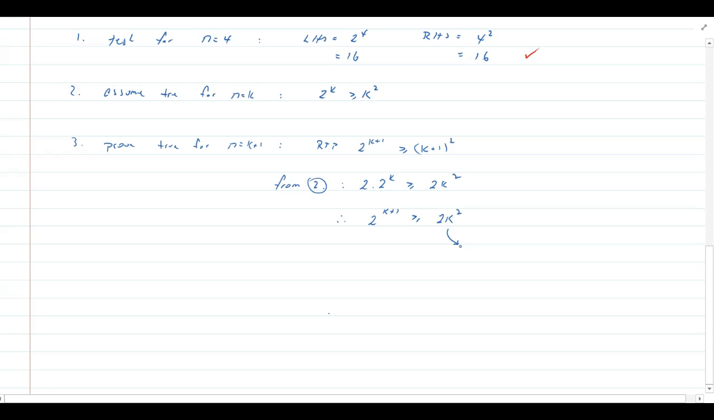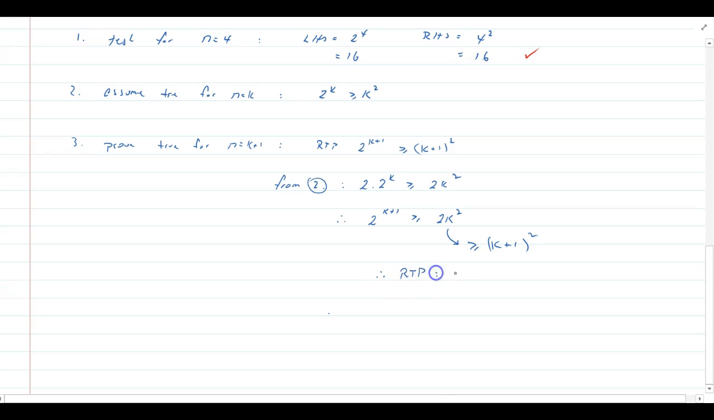So now we're making this assumption. Using this in my required to prove, I now need to show that 2k squared is greater than or equal to k plus 1 squared. If I can show that 2 to the k plus 1 is greater than something that is greater than k plus 1 squared, then I have proved what I need to prove. So now I work on 2 to the k plus 1 being greater than or equal to k plus 1 squared.